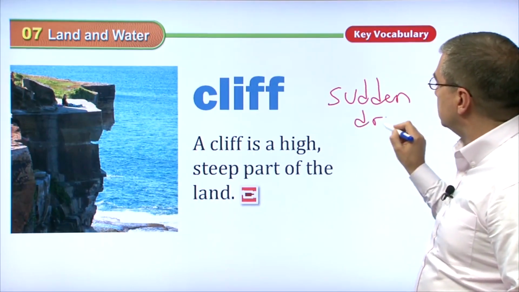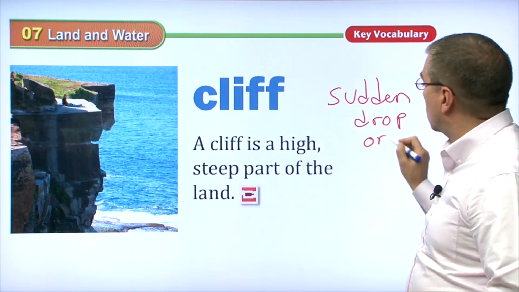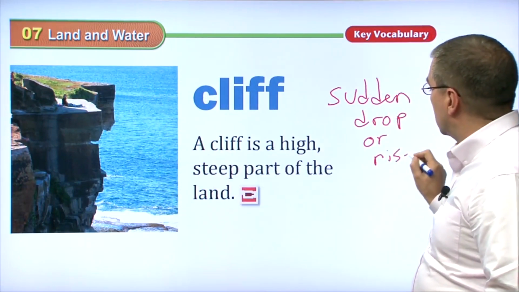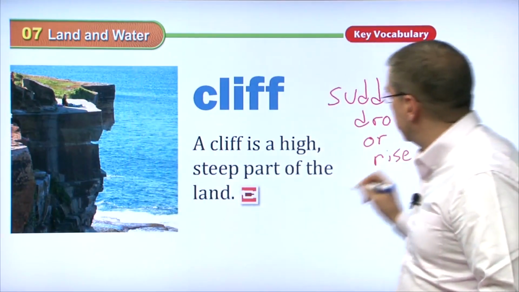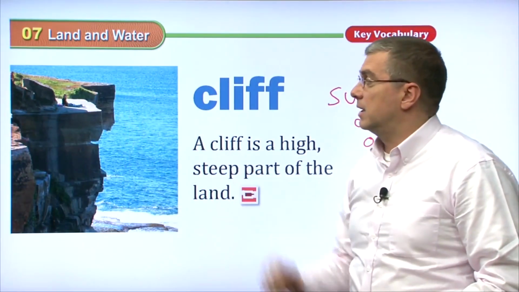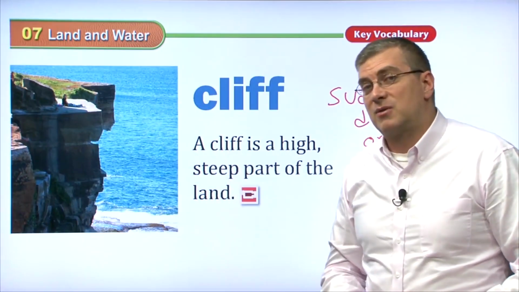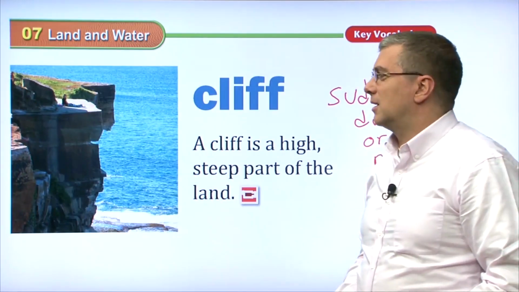So a cliff can be a sudden drop, or rise this way in the land. A sudden drop or rise in the land. And that's what a cliff is. Cliffs can be dangerous, but also cliffs can sometimes be fun. But be careful when you're with cliffs.